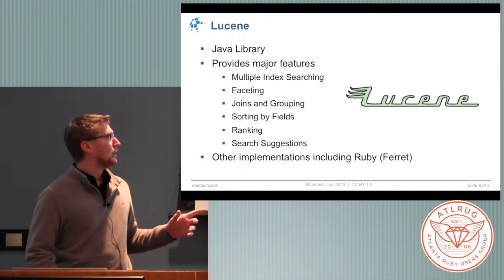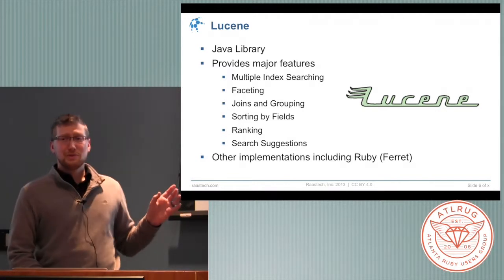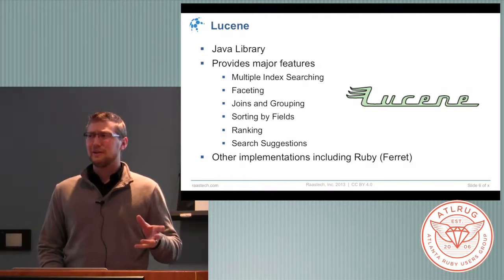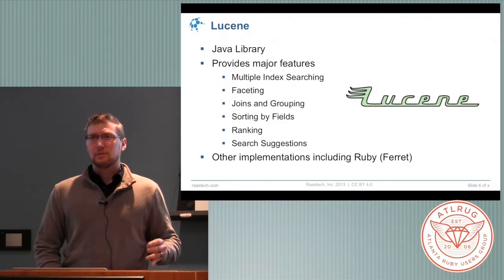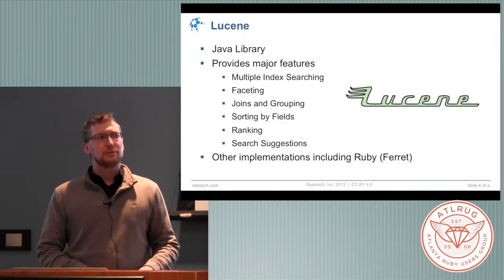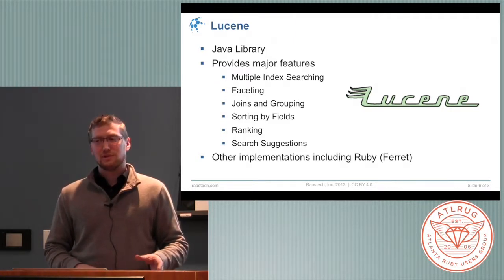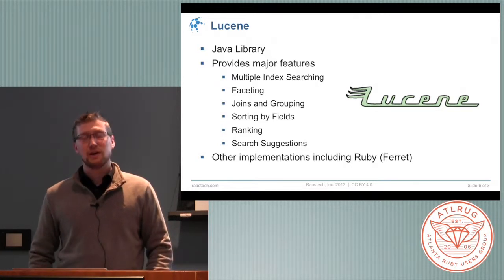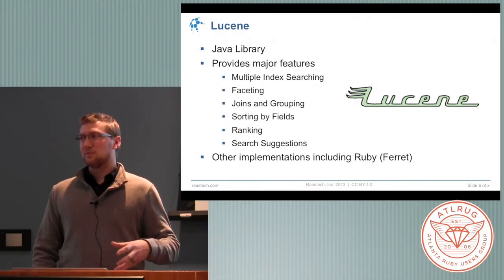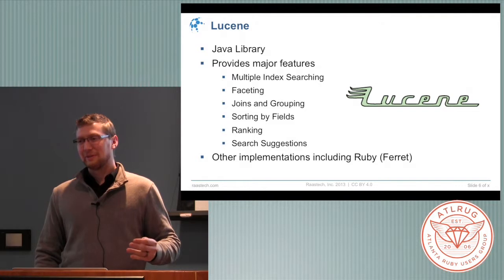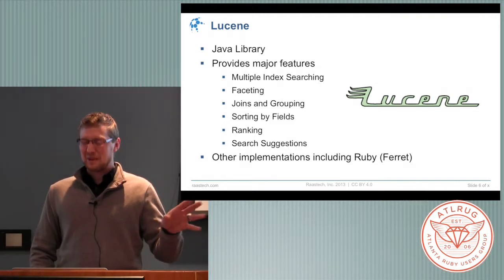There's also a Ruby version of Lucene called Ferret. It used to be compatible, but the file format has changed, and so now it's more like a cousin than a brother.